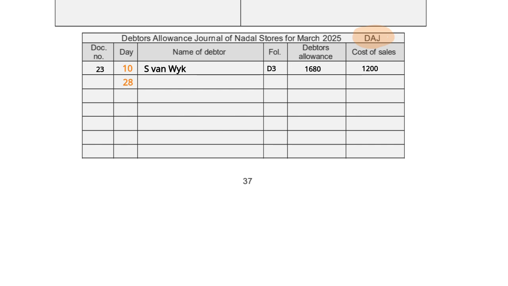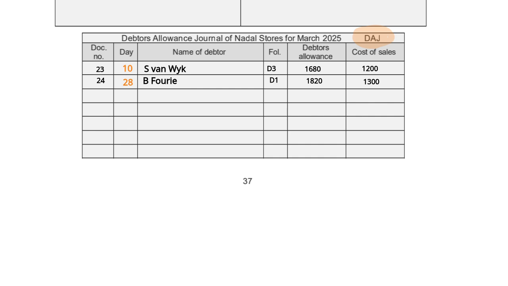Then on the 28th, return of goods, B for re, 1820. So our next source document is number 24. Our debtor is B for re. B for re is debtor 1. 1820 under debtors allowances, which is our selling price, and 1,300 is our cost of sales. We get that by saying 1820 times 100 divided by 140.